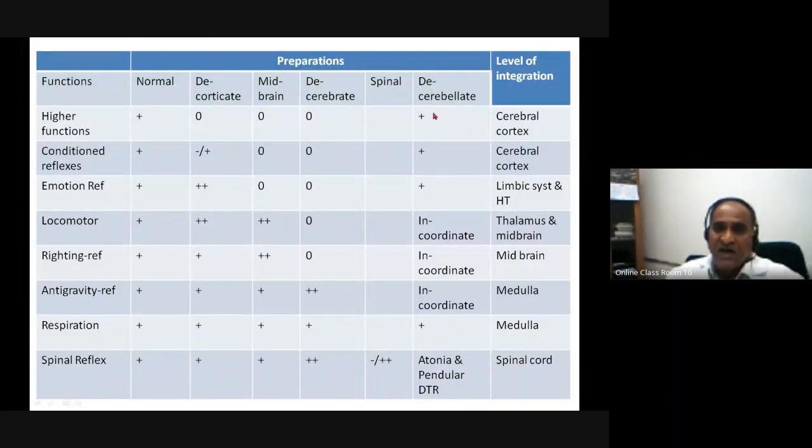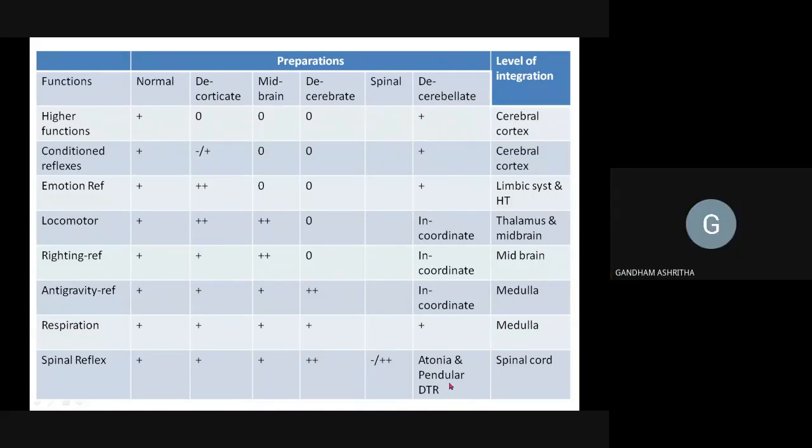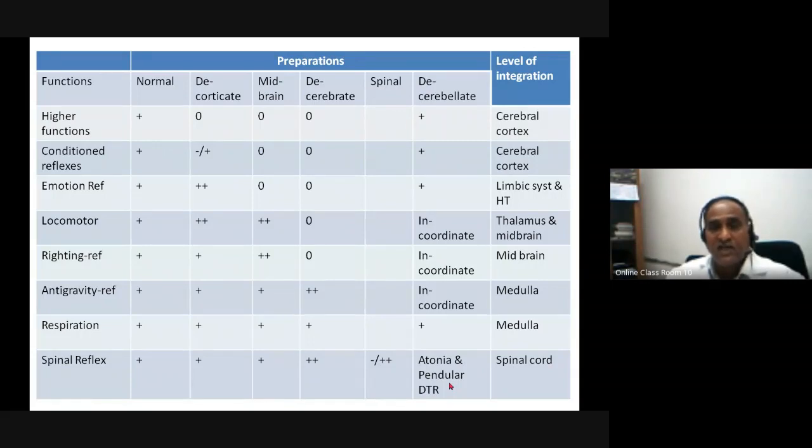So now these are the various aspects in the decerebellate. When we remove the cerebellum, it is not fatal. The person survives, but the quality of his motor activity is tremendously affected. He may not be able to stand. He may not be able to walk. He may not be able to do any activity. He may not be able to balance, and so on and so forth.